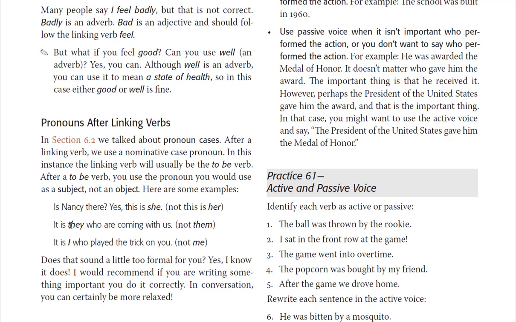Pronouns after linking verbs. In Chapter 6, we talked about pronoun cases. After a linking verb, we use a nominative case pronoun. In this instance, the linking verb will usually be the to be verb. After a to be verb, you use the pronoun you would use as a subject, not as an object. So after a linking verb, you can say, yes, this is she. It is they who are coming with us. It is I who played the trick on you.